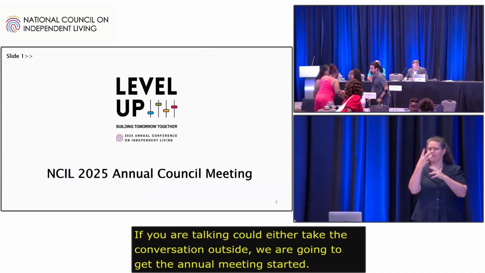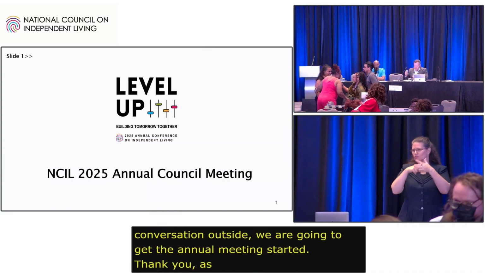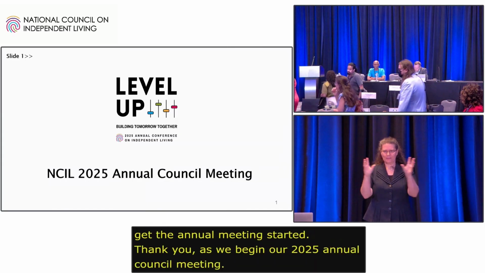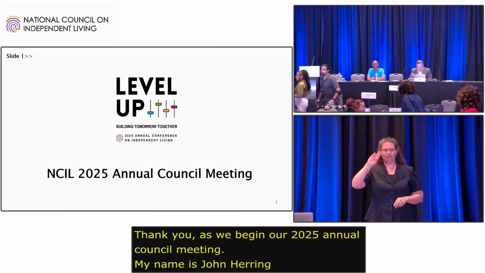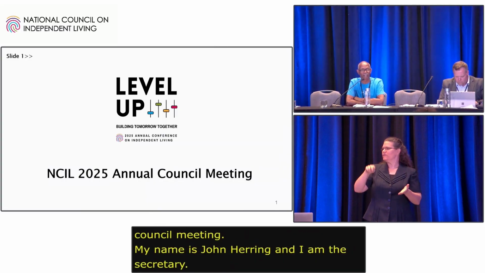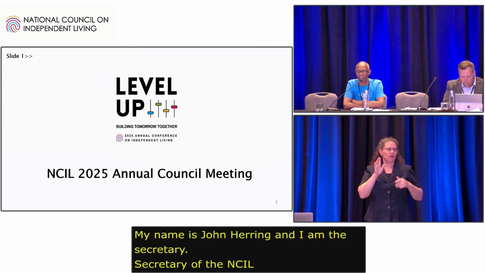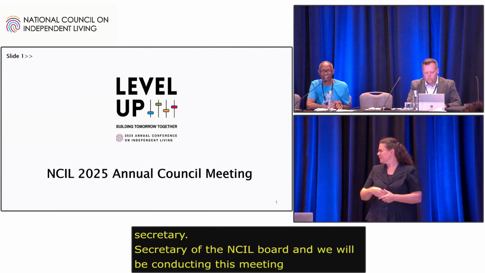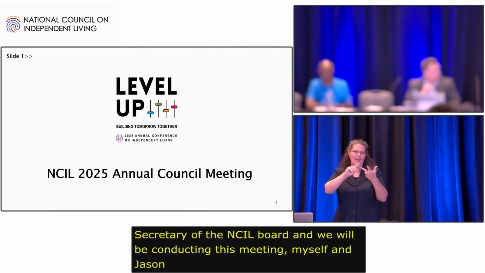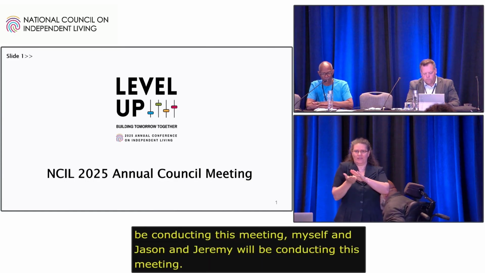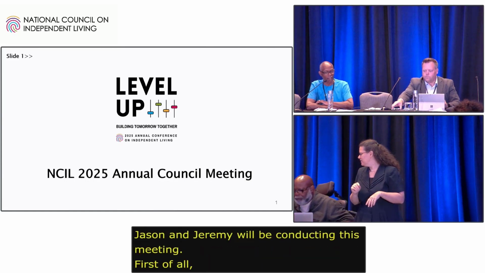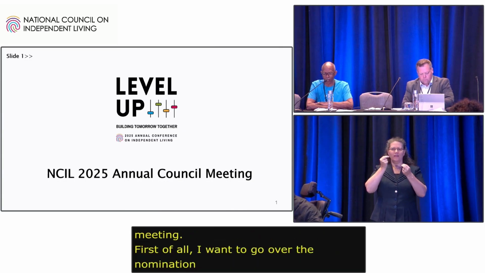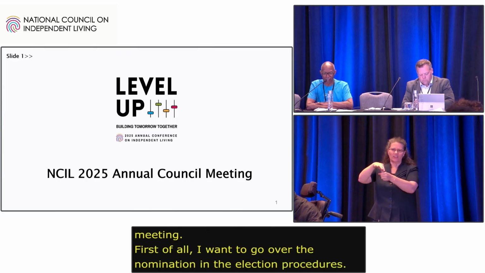Thank you as we begin our 2025 annual council meeting. My name is John Herring, and I am the secretary of the Nickel Board, and we will be conducting this meeting. Myself, Jason, and Jeremy will be conducting this meeting. So first of all, I want to go over the nomination and the election procedures for all board positions.